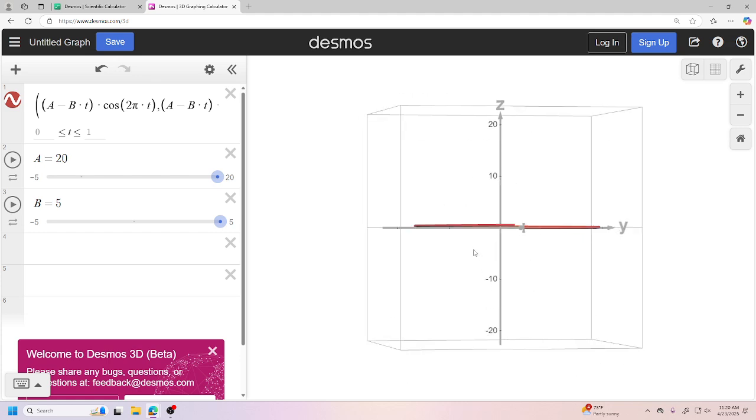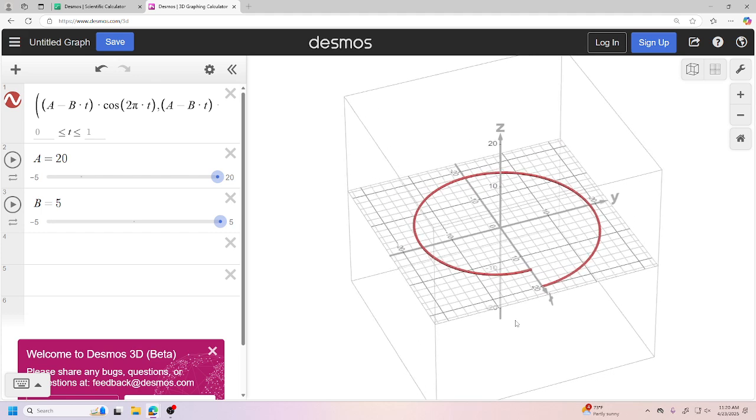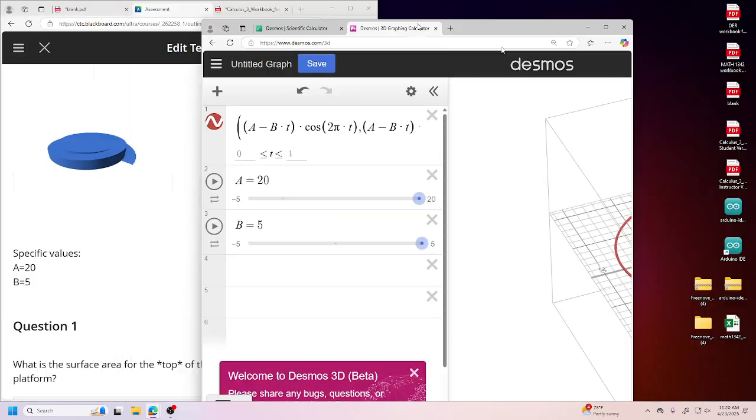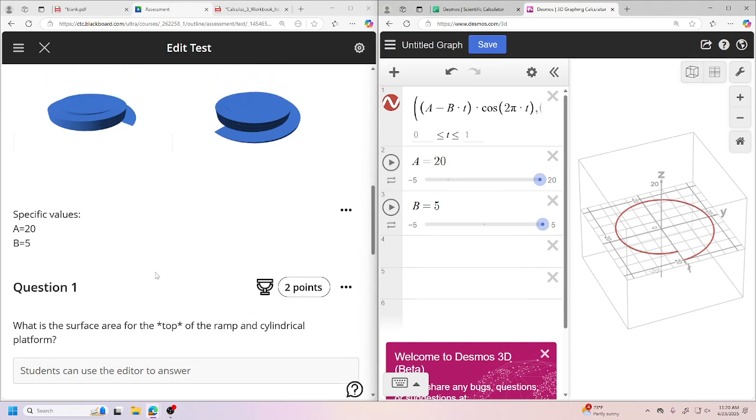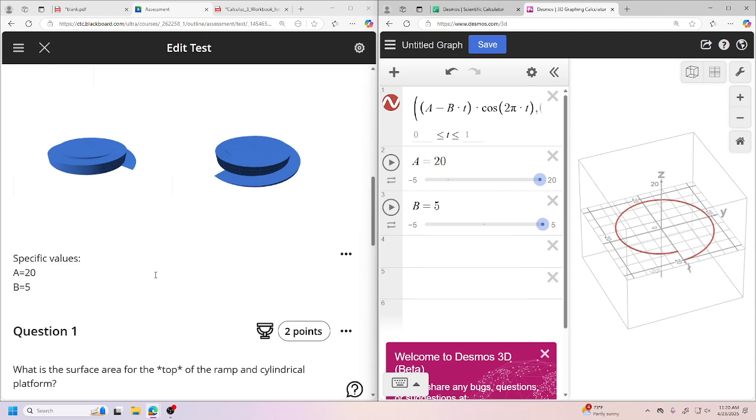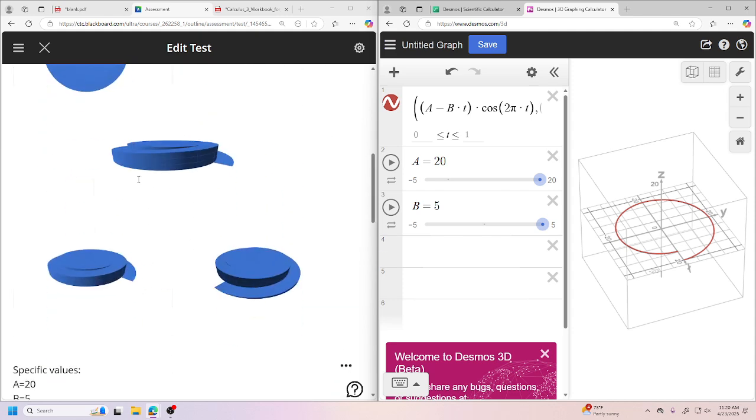Okay, so we have this thing and it looks great. Now, what am I gonna do with this thing, right? Find the surface area of the top of the ramp in the cylindrical form. Okay, so don't we have a cylinder already? You see, we have the cylinder itself, and then there's the ramp part.